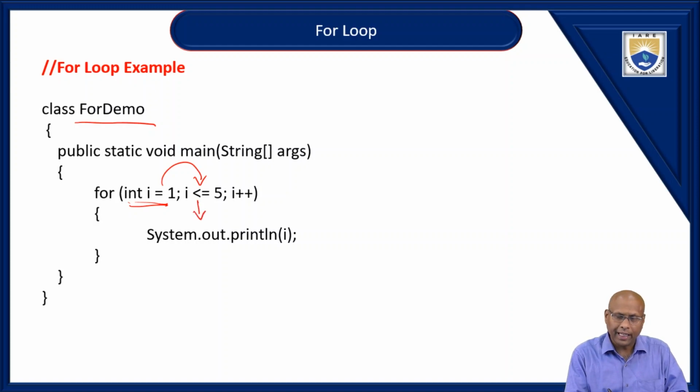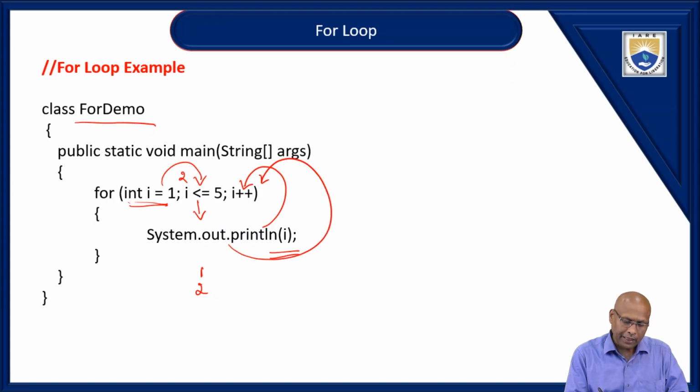then control comes inside. Initially i is 1, 1 is less than 5, yes. And print i. i is initially 1. So after printing 1, then control comes here. i plus plus. Now i becomes 2. 2 is less than 5, yes. Comes inside. Then prints 2. After printing 2, again control goes here. i plus plus. i becomes 3. Checks, 3 is less than 5, yes. Yes means true. Comes inside. Prints 3. After printing 3, again i plus plus. i becomes 4. 4 is less than 5.